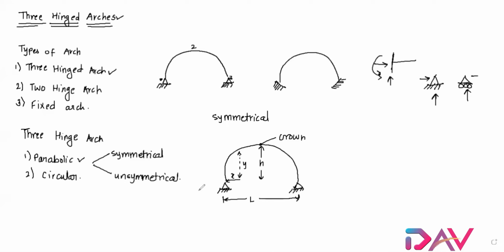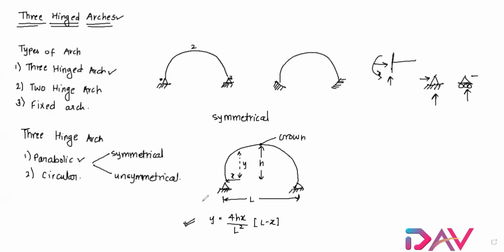For the formula of this, we have seen it and solved it, but the direct formula is given. The formula is y equals 4hx(L minus x) divided by L square. This formula you have to remember. This is for the parabolic structure in symmetrical form.